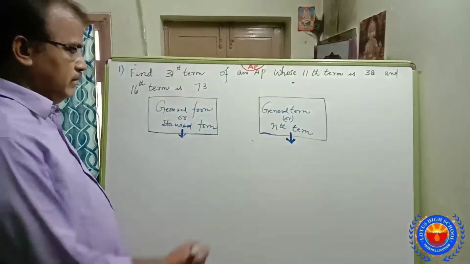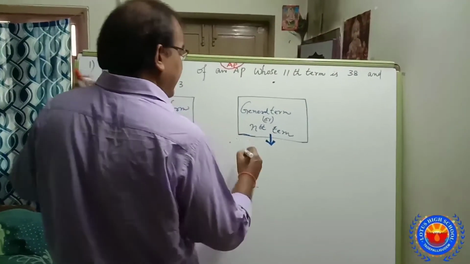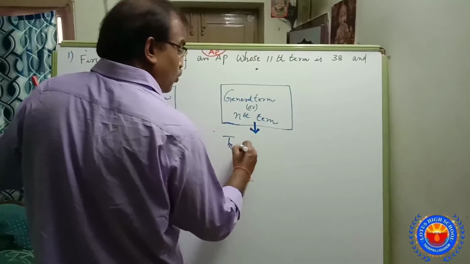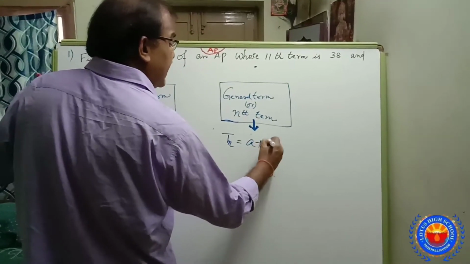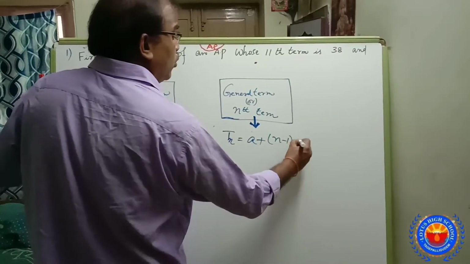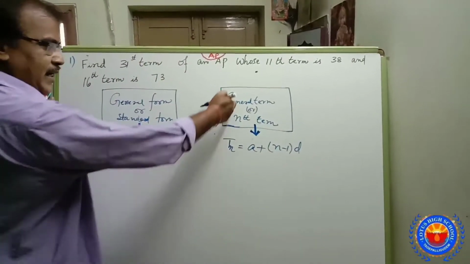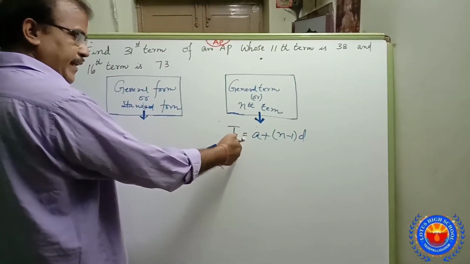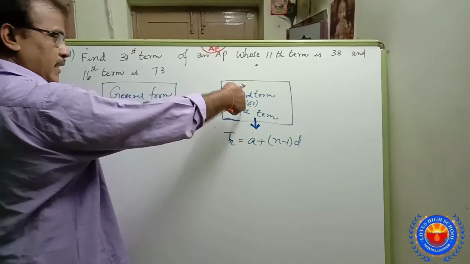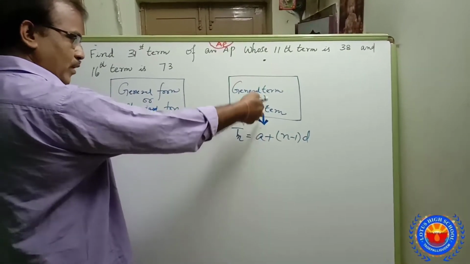What is the general term? You know very well, Tn is equal to a plus n minus 1 into d. This is the formula. The general term formula is Tn is equal to a plus n minus 1 into d. This is the nth term formula.